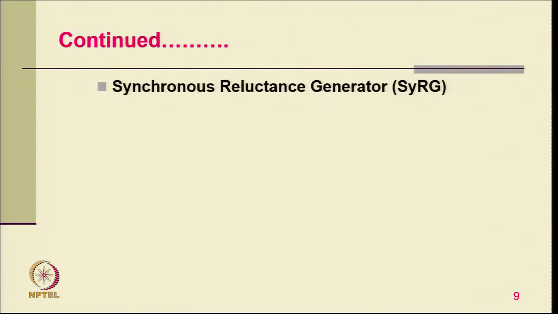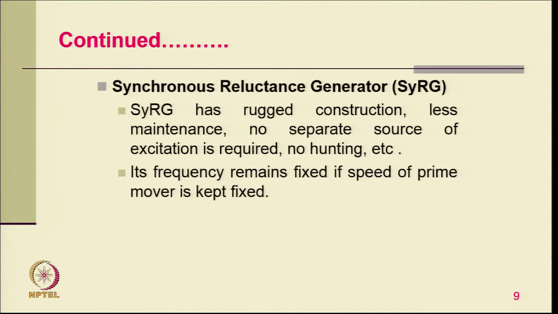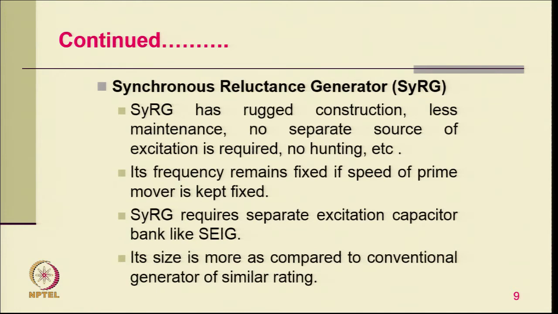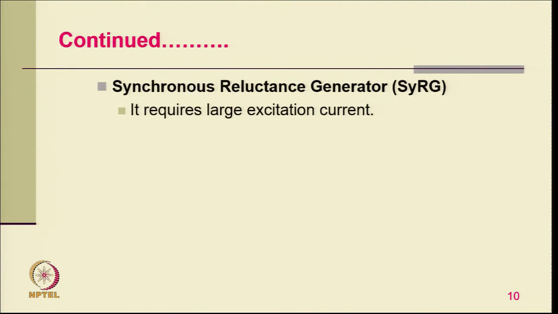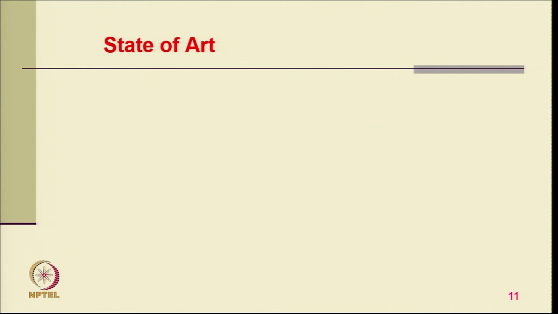And now, this synchronous reluctance generator has rigid construction, less maintenance, and no separate source for excitation is required, as its frequency remains fixed if the speed of the prime mover is fixed. The synchronous reluctance generator requires a separate excitation capacitor like SEIG. Its size is more as compared to a conventional generator of the same rating. It requires large excitation current, and voltage regulation is the main challenge of the synchronous reluctance generator.